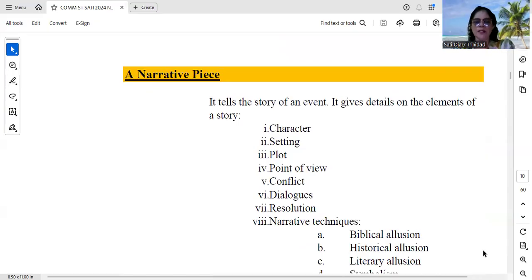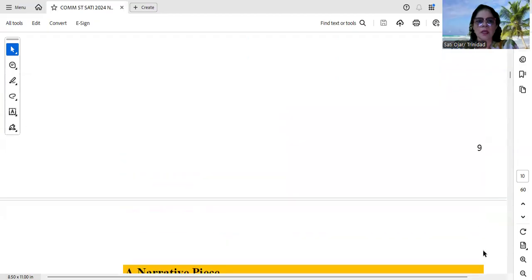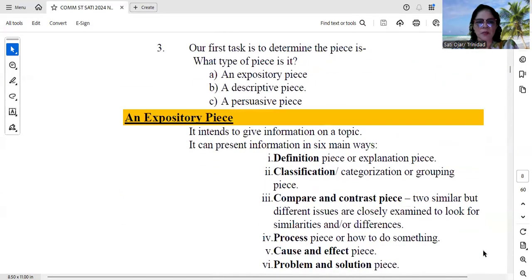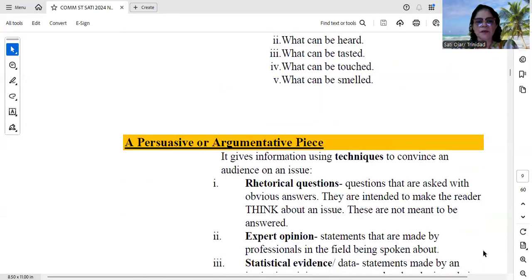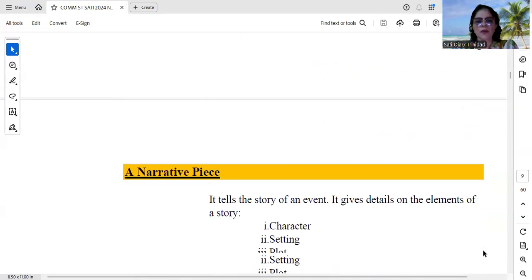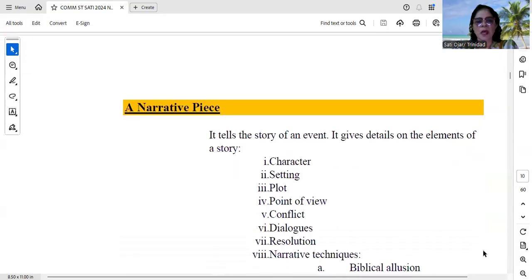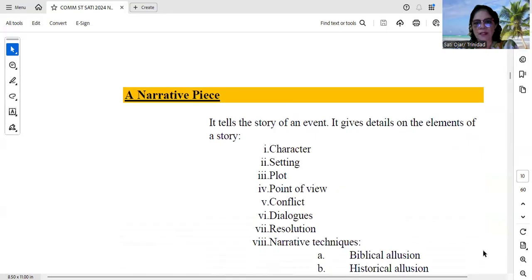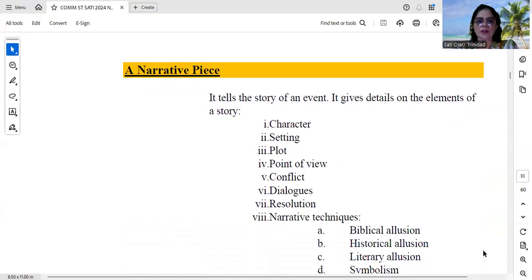So a narrative piece is the 4th type of piece. I will just review the 3 that we looked at before. We looked at expository, descriptive, persuasive, and now I'm going to move on to a narrative piece. A narrative piece tells a story of an event. It gives details on the elements of the story.